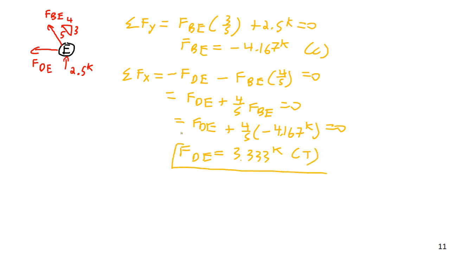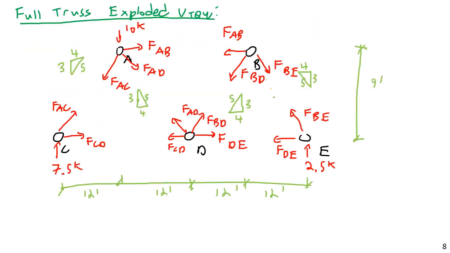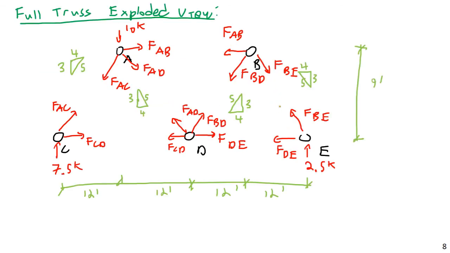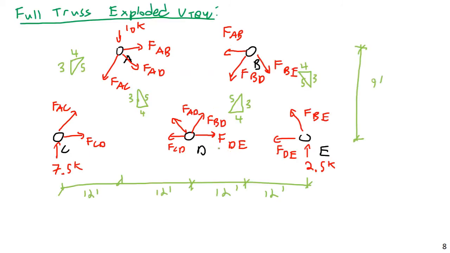So we have FDE and we have FBE. So FBE, remember BE, which is this diagonal here, and DE. BE has a force of 4.167 kips in compression, again illustrating our pattern of top chords for positive bending being in compression. And DE will be 3.333 kips in tension, again illustrating our typical pattern for positive bending of trusses, with the bottom chord being in tension.